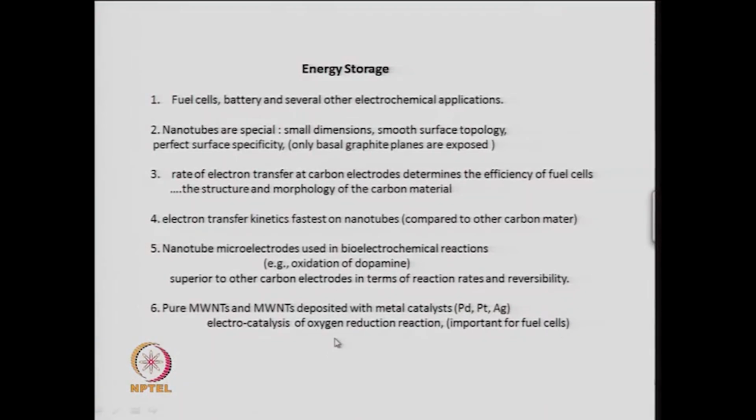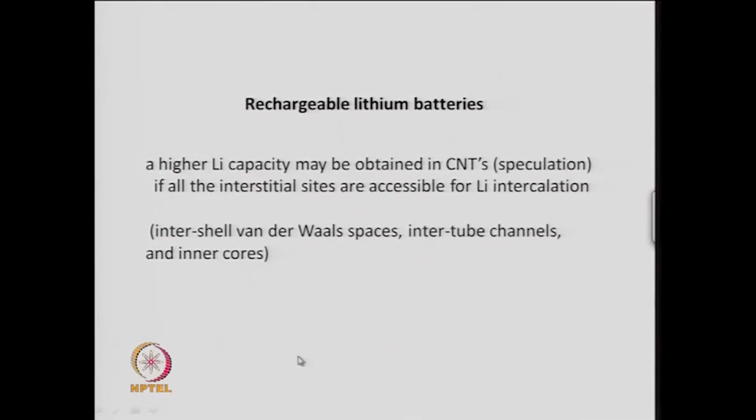So, at one of the electrodes you need to reduce the oxygen which is being passed at that electrode, and for this reaction in the fuel cell, multi-walled nanotubes especially doped with metal catalysts have very high efficiency. And so, there are several energy related applications of carbon nanotubes.